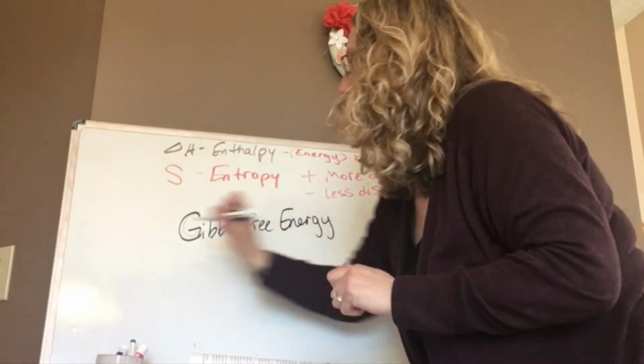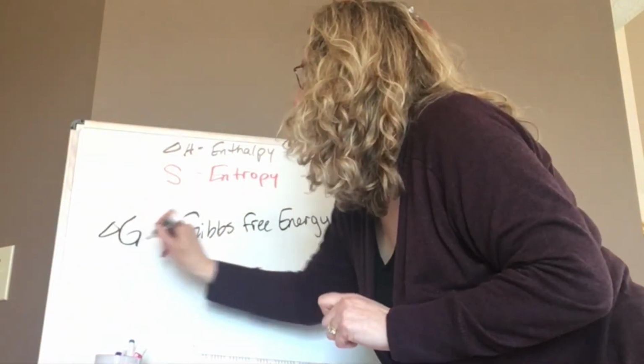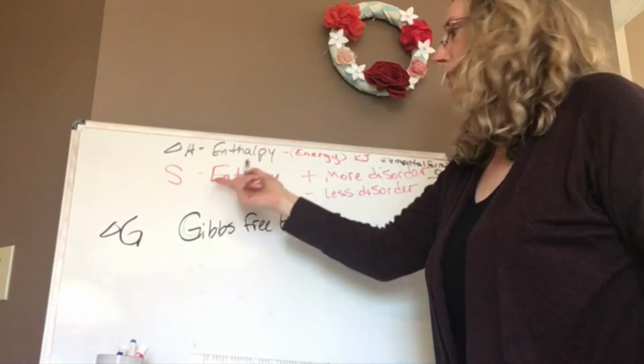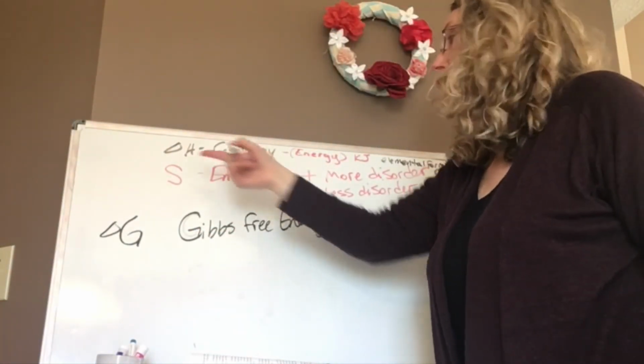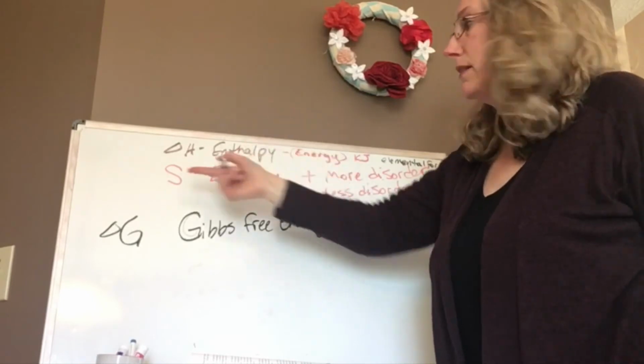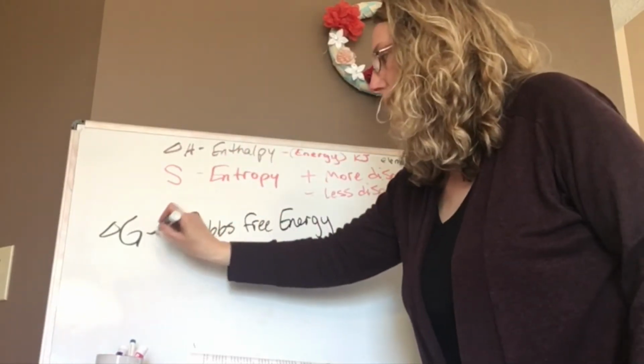So Gibbs free energy is delta G. That kind of makes sense, right? Entropy, S, I don't think makes sense. Enthalpy, it's an H, I don't know, but Gibbs does kind of make sense.